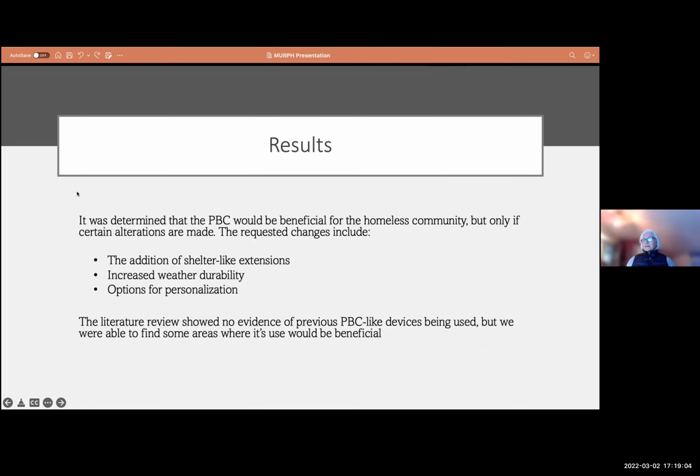I think the slide looks really good. I'm just curious, were the requested changes from members of the homeless population that provided some of the suggestions, or where did those come from? You might get that question.